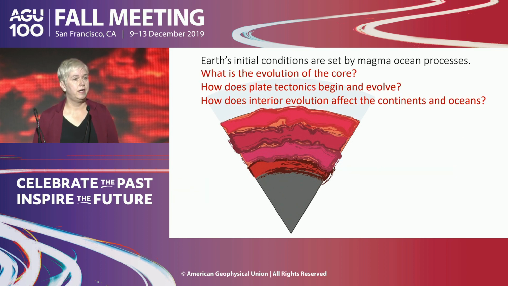And then finally, to point out questions that we need to answer going forward, what is the evolution of the core? So much new information about the core coming just in the last decade, just when I thought that I understood the core and I knew what was happening. So much more to learn about that. How does plate tectonics begin and evolve? This idea of drip magmatism, does that drip instabilities and delamination, is that the way plate tectonics begins? How can we tell? Is it inclusions from mantle minerals that tell us the timeline, or is there a much longer timeline? And then how does interior evolution affect the continents and the oceans?